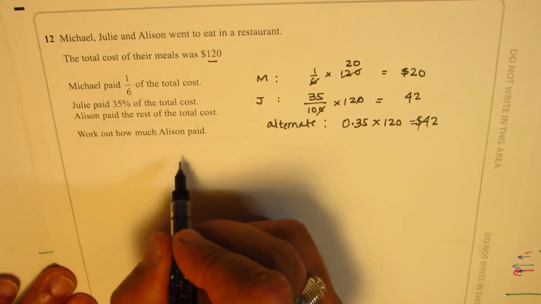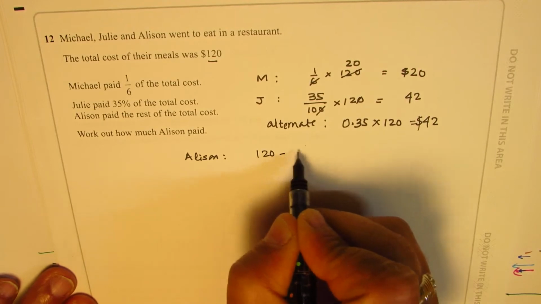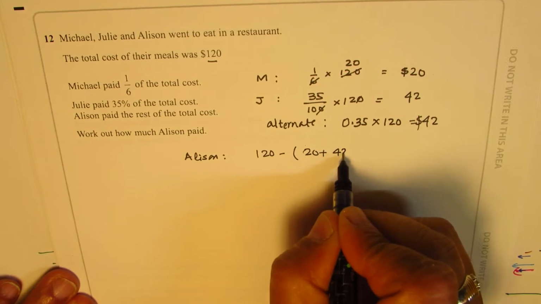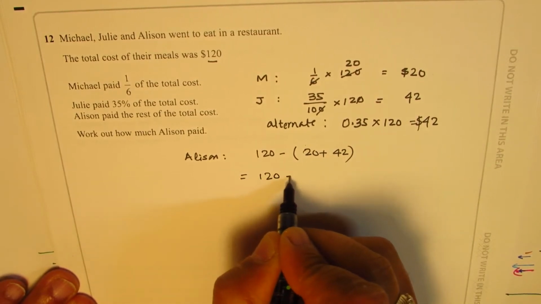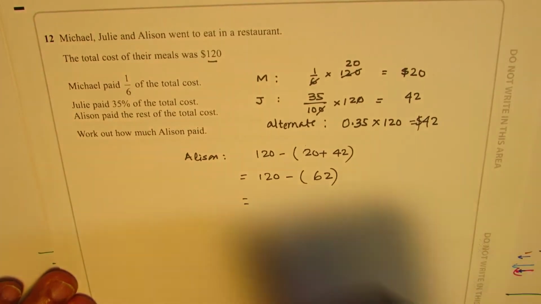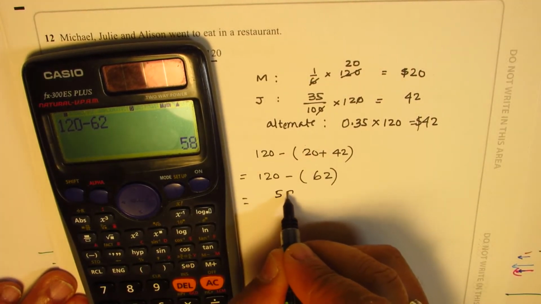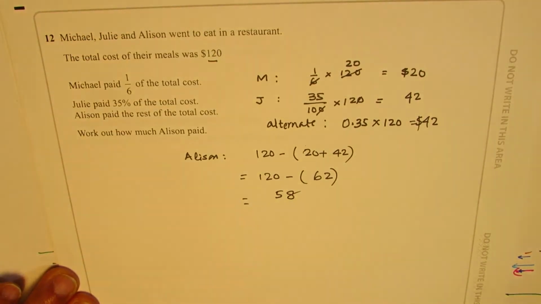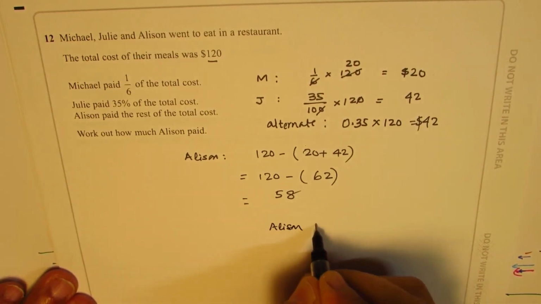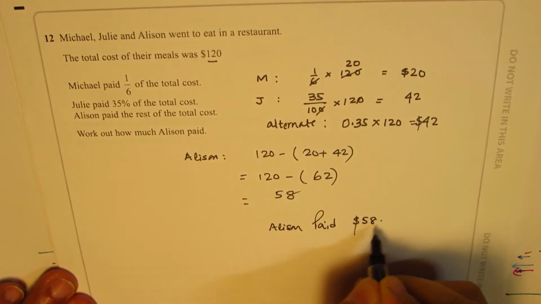Total is 120. So how much will Allison pay? So for Allison, from 120, we'll take away what is paid by the others. Which is 20 plus 42, right? So we get here 120 minus 62, and that is 58. So we get $58 was paid by Allison, right? So we'll write Allison paid $58.